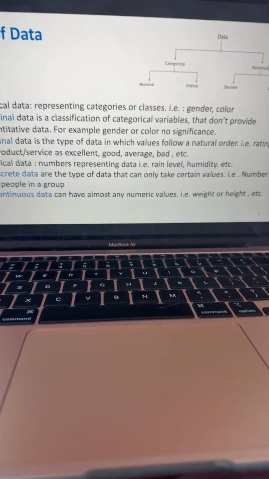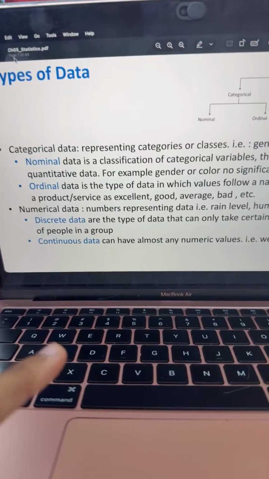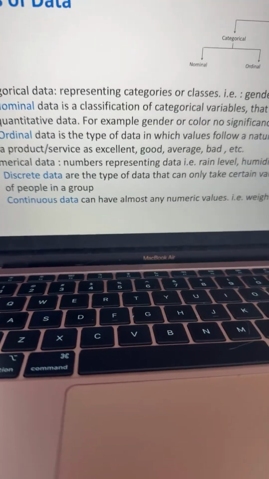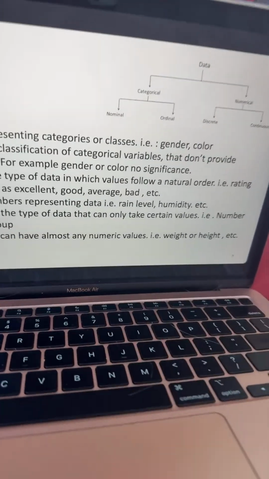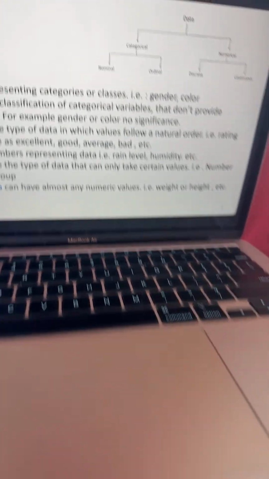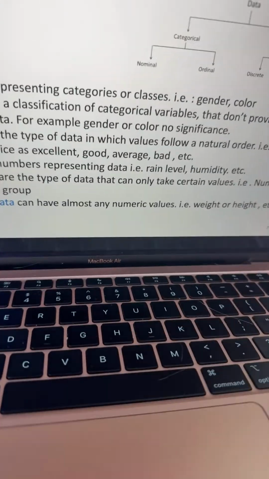Today we're going over statistics. Right here we have statistics, chapter 5, 44 slides, right? So categorical data is representing categories or classes, i.e. gender, color, right? These things can't be measured in numbers. So the nominal data is a classification of categorical variables that don't provide quantitative data. Like I mentioned, it can't be in numbers, right? It's not quantitative. So for example, gender or color has no significance.